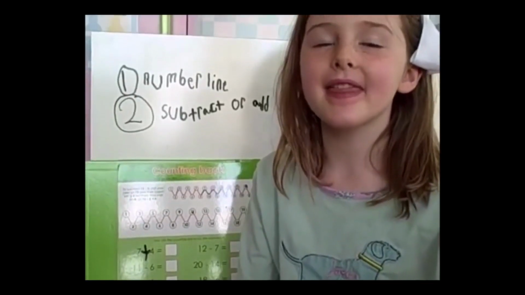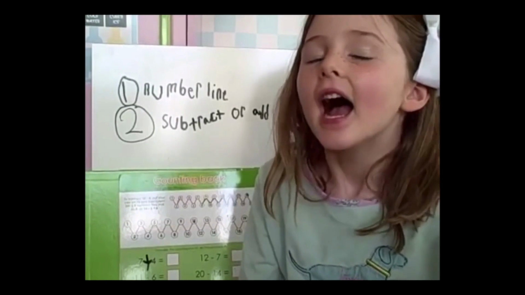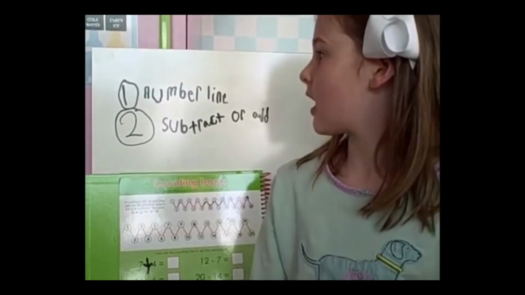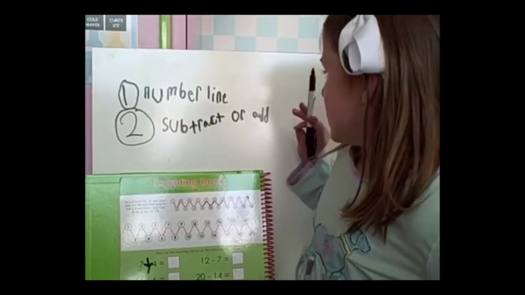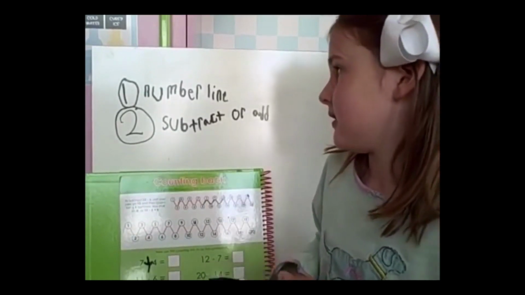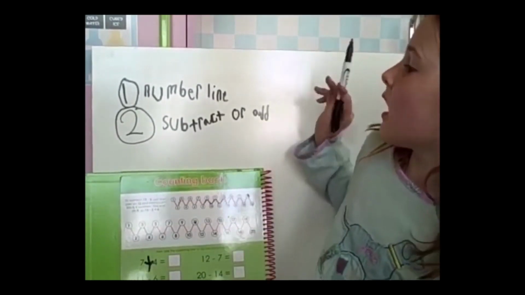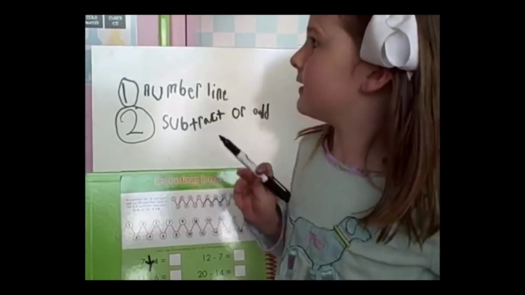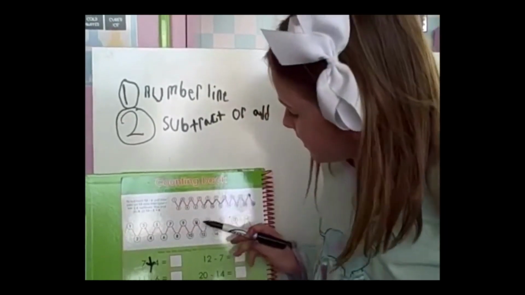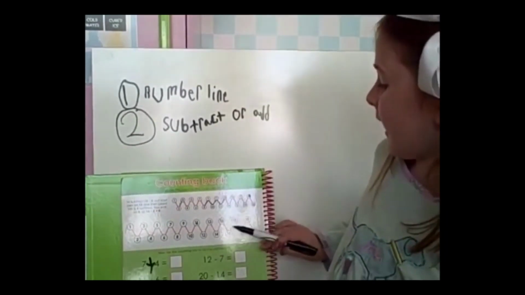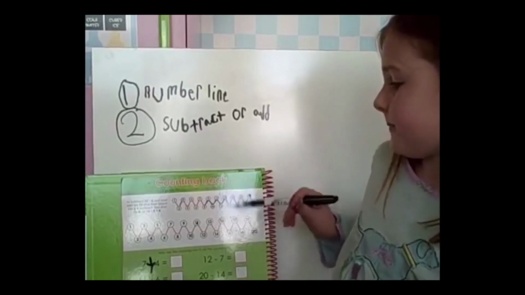My name is Elizabeth, and I'm going to teach you guys how to use a number line and what adding and subtracting is. So a number line is a line that has numbers on it.